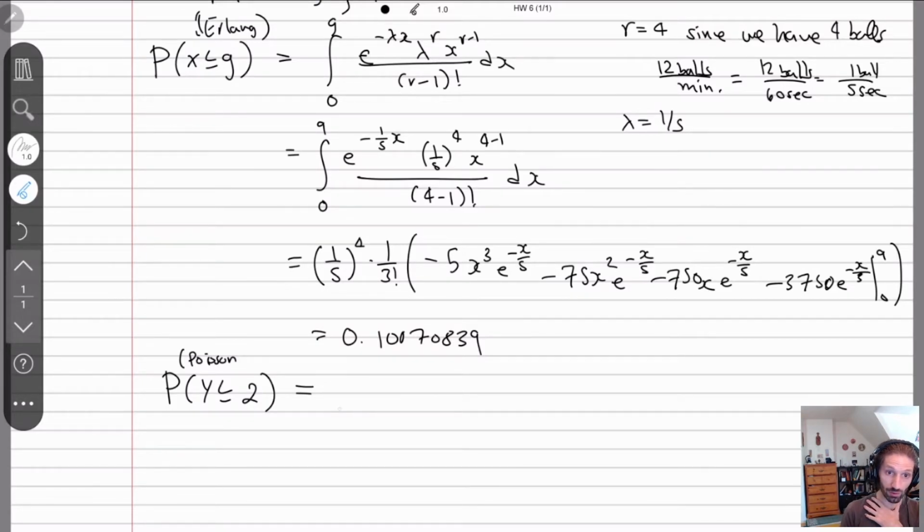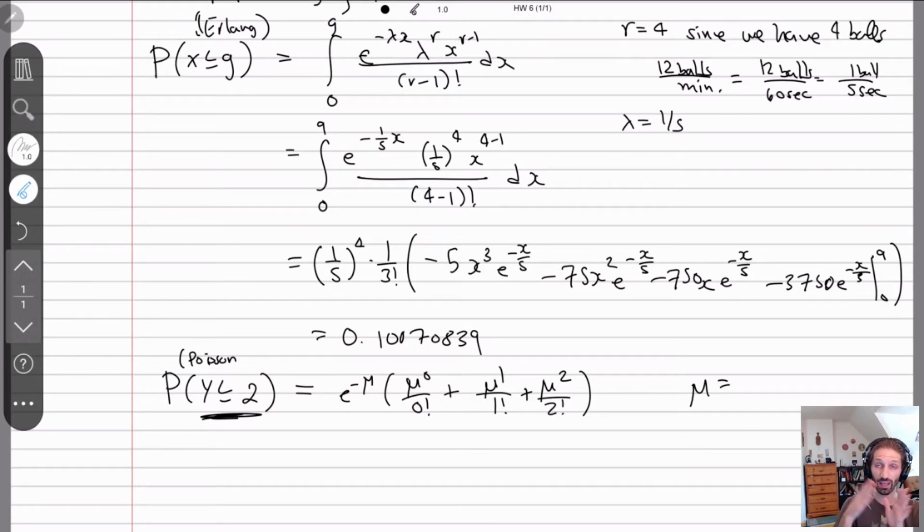So technically what this is, is e to the minus mu. We're going up to 2, so I should have mu to the 0 over 0 factorial, plus mu to the 1 over 1 factorial, plus mu to the 2 over 2 factorial. And mu, if you recall, is the average times the length of our interval. In other words, it's lambda times t.